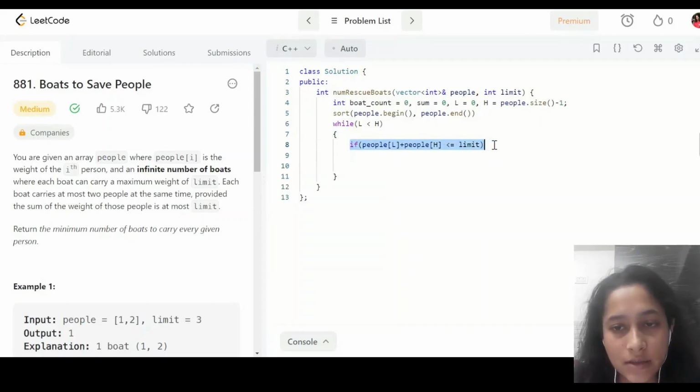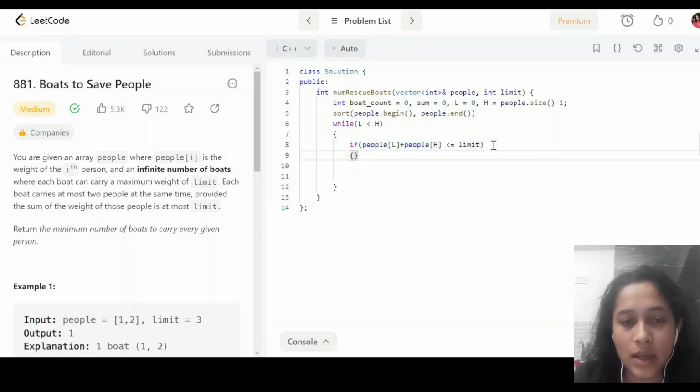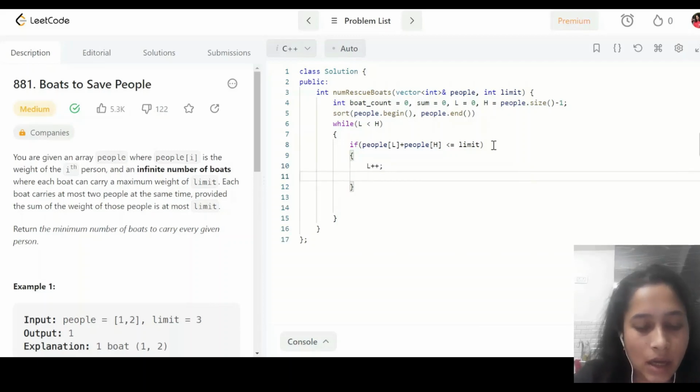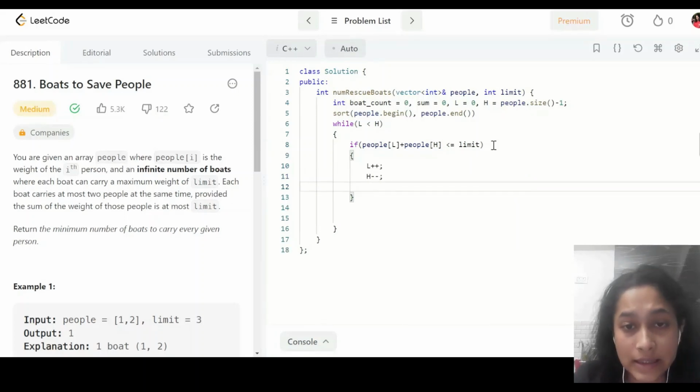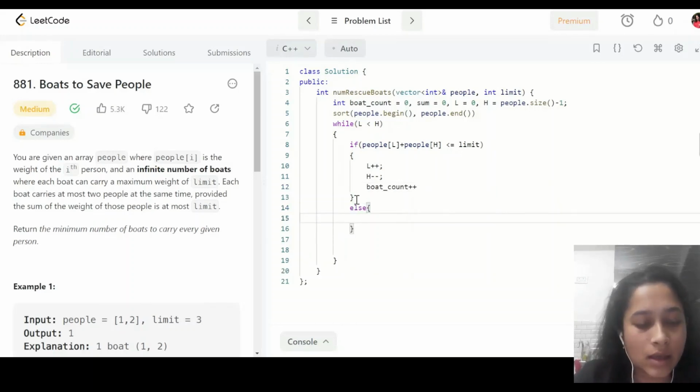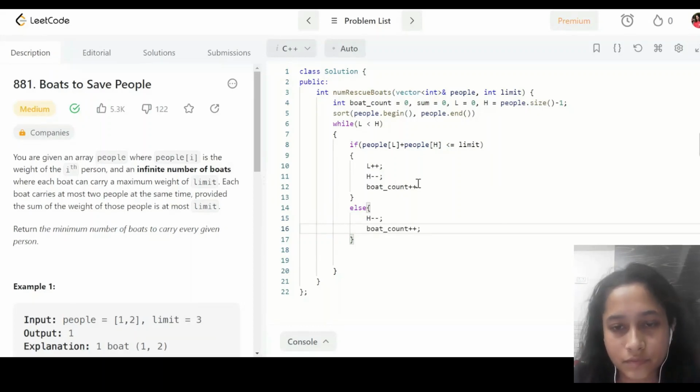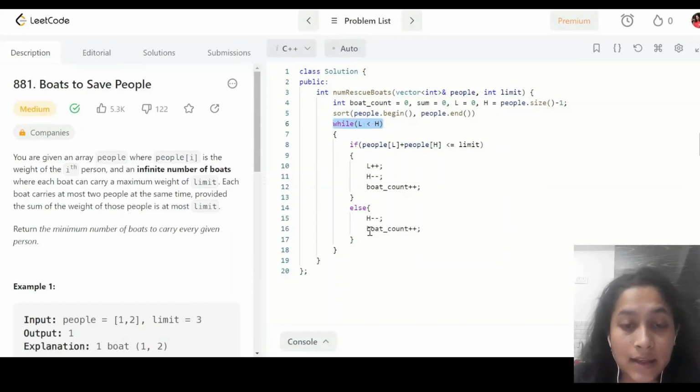If the statement is true, then we will increment L and decrement our H pointer. After that, we will increase the count of the boat. Otherwise, we will only decrement our H pointer and increase the count of the boat. This is for the condition when L is less than H.